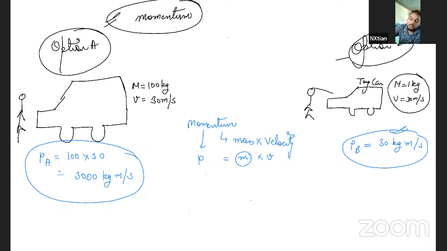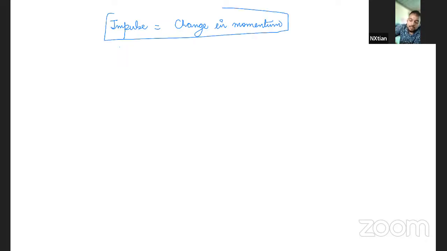Now we'll learn about impulse, which is related to momentum. So I'm taking that topic also. Impulse is basically the change in momentum. Impulse is nothing else but change in momentum. I'm repeating again, the change in momentum. Okay, so we'll take one example of this also.